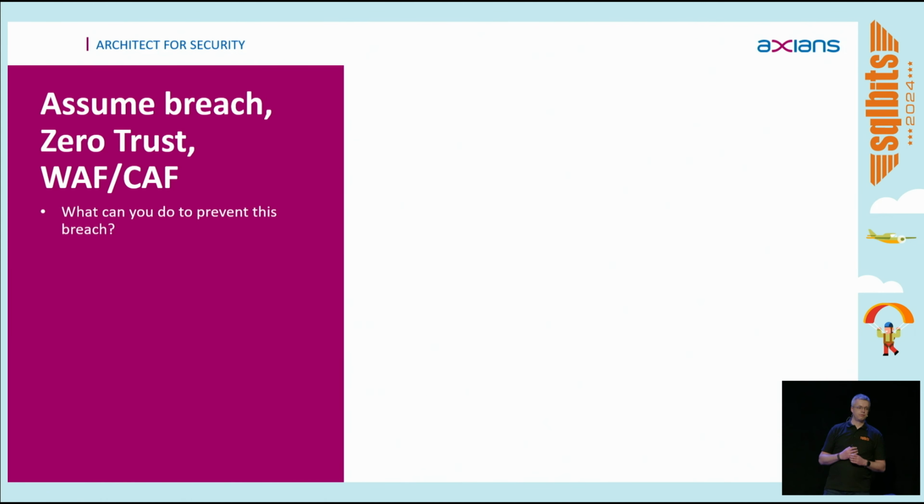You need to assume breach. In other words, you need to assume that you have been breached, that somebody is in your system. What are you going to do to mitigate it? What are you going to do to find out what happened?